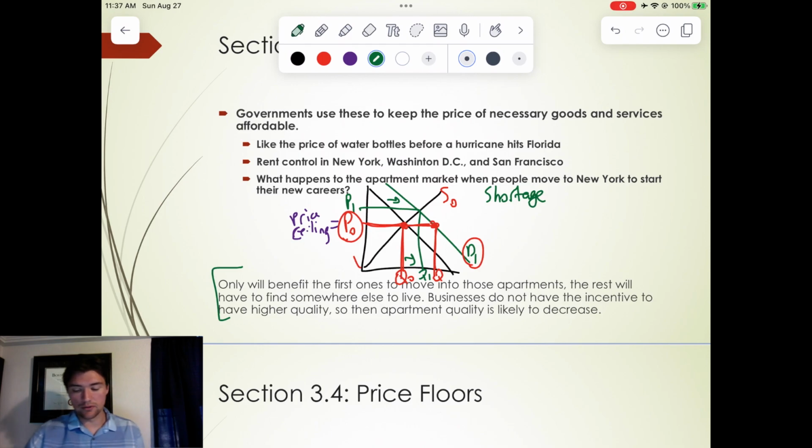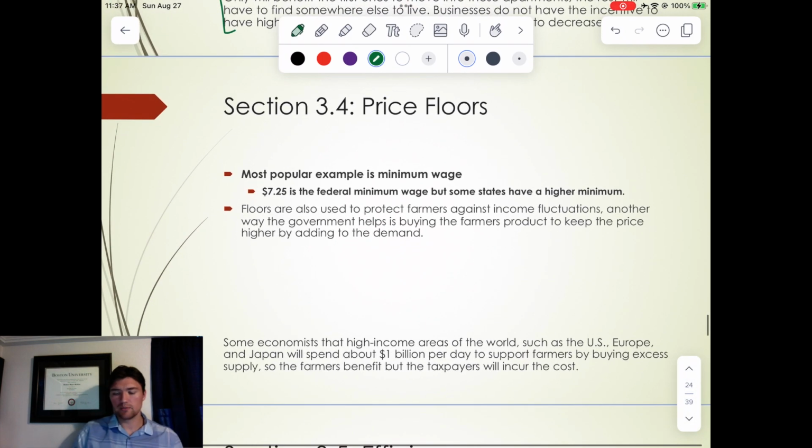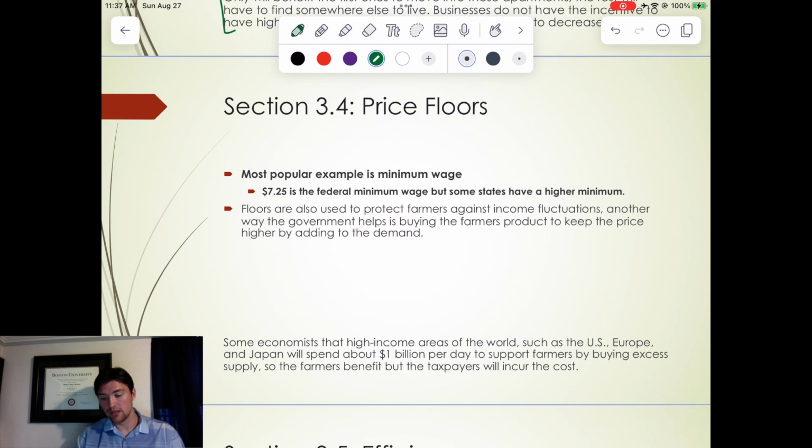Let's talk about price floors. Well, the most popular example of a price floor is the minimum wage. $7.25 an hour is the federal minimum wage, but some states do have a higher minimum. So we'll talk about a little bit more about what a higher minimum looks like right now.